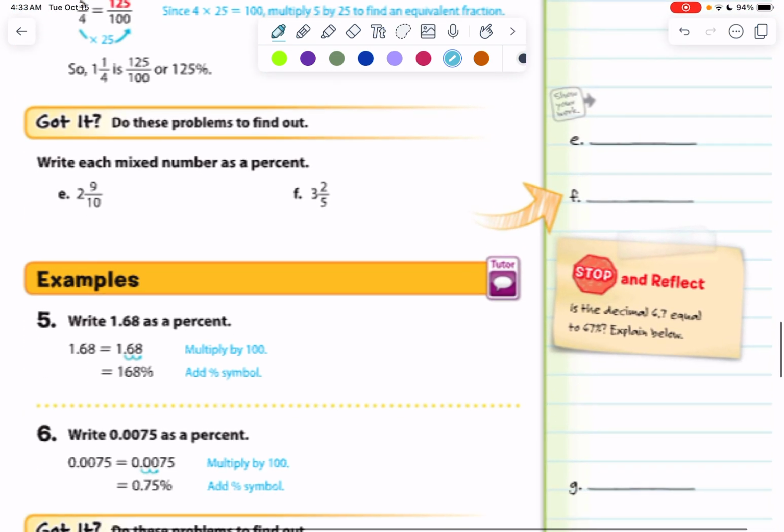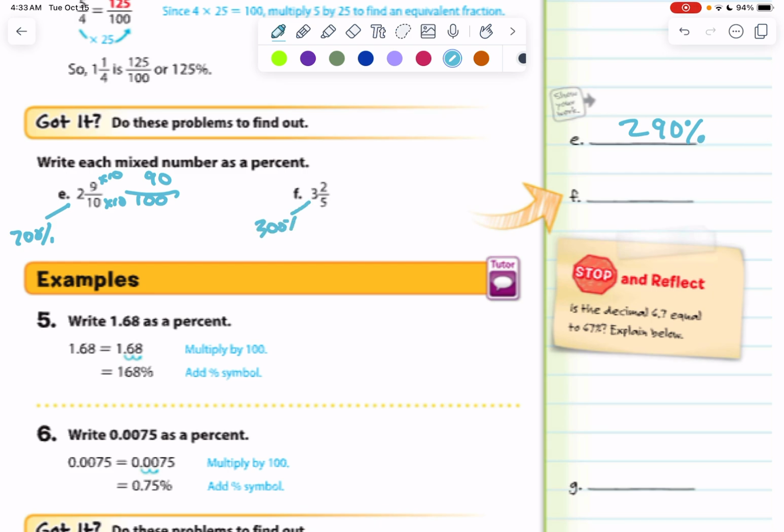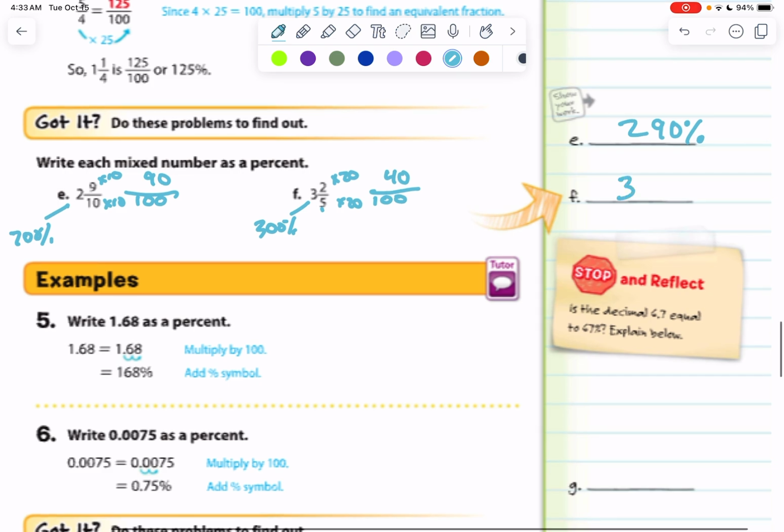Okay, let's try these. Oh, 2 right away. That is 200%. How about 9/10ths? Let's convert to 100ths. 10 times 10, 9 times 10, that's 90. So we have 290%. And this here, 300%. Let's convert to 100ths. 5 times 20 is 100. 2 times 20 is 40. So we have 340%.